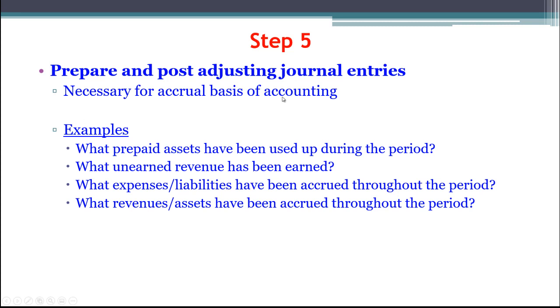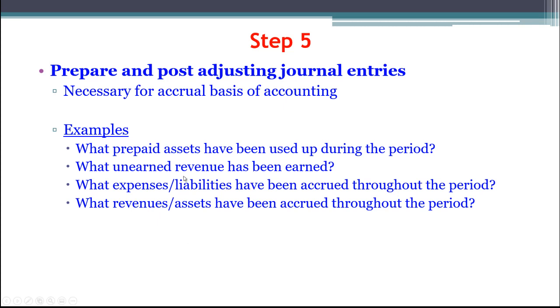These entries are necessary to ensure that we're recording revenues and expenses in the proper period. It's the accrual basis of accounting that we started to talk about a little bit last module. For example, if you bought prepaid rent, you paid for rent in advance, that was not a revenue or an expense at the time, but now that we've used it up, time has passed, now it's a rent expense. So we need to do an adjusting journal entry to record that.